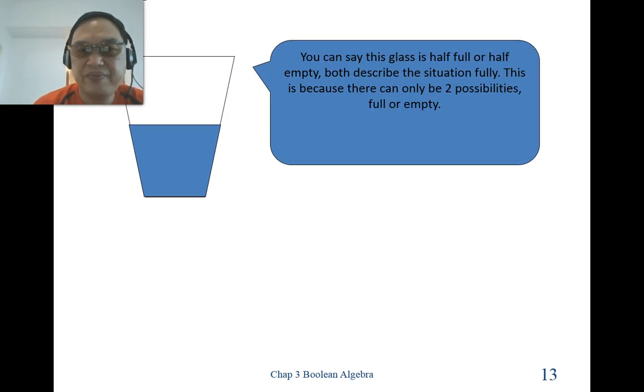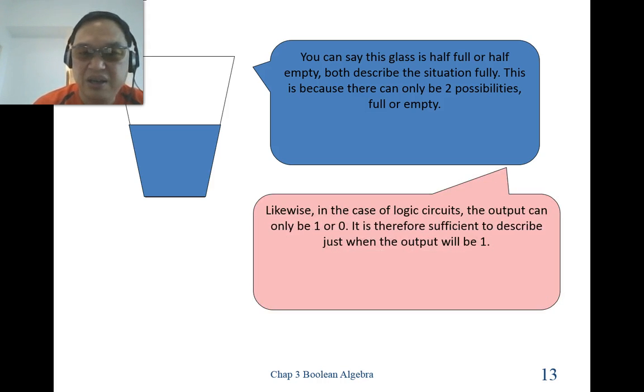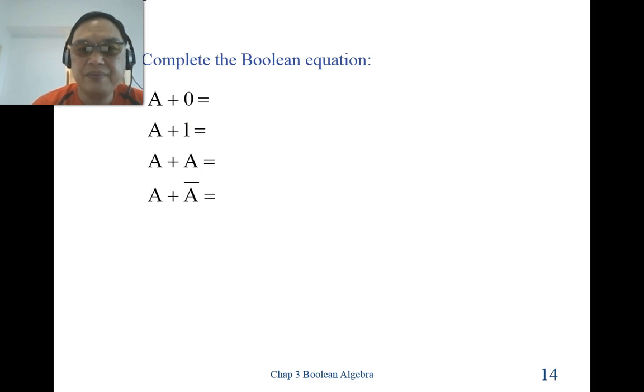Check this one now. You say this glass is half full or half empty. Describe the situation fully. This is because there can be only 2 possibilities, either full or empty. Likewise, for a logic circuit, the output can either be 1 or 0. That means have or don't have. Okay, complete of these Boolean equations.